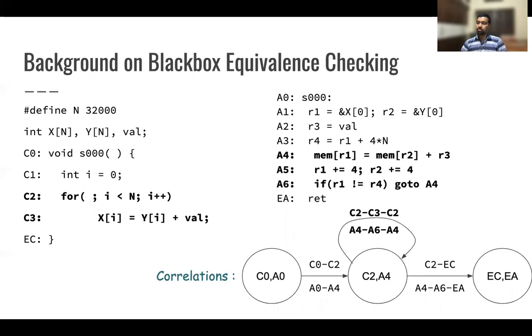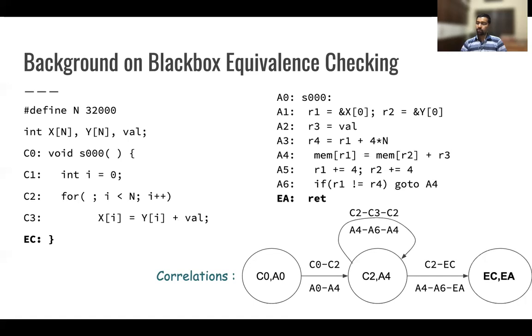Similarly, when there is a transition from C2 to C3 to C2 in the source program, the corresponding transition A4 to A6 to A4 happens in the assembly program. These transitions in both the programs constitute a loop. This transition continues until the loop is finished and it stays in state C2, A4. Finally, when the loop ends, there is a transition from C2 to EC in the source program and the corresponding transition from A4 to A6 to EA in the assembly program. This puts both the programs in the last state, that is EC, EA.